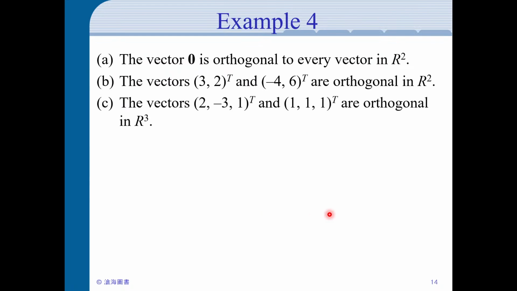And so some examples. The zero vector is orthogonal to everything. It's kind of a special case. Okay? Because the inner product of everything with the zero vector is 0. And also those two vectors are orthogonal: 3, 2 and minus 4, 6. Because when you do the inner product between them, that's minus 12 plus 12, and that's equal to 0. And also the vector 2, minus 3, 1 and the vector 1, 1, 1 are orthogonal in R3. You do the inner product, and that's 2 minus 3 plus 1, and that's 0.